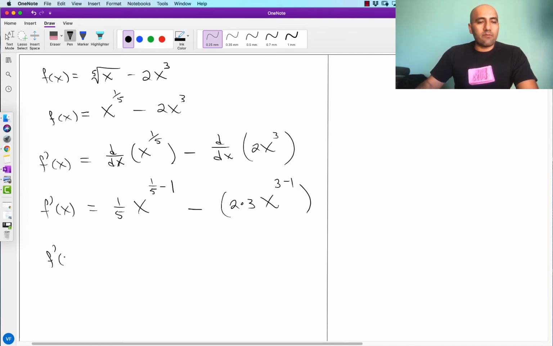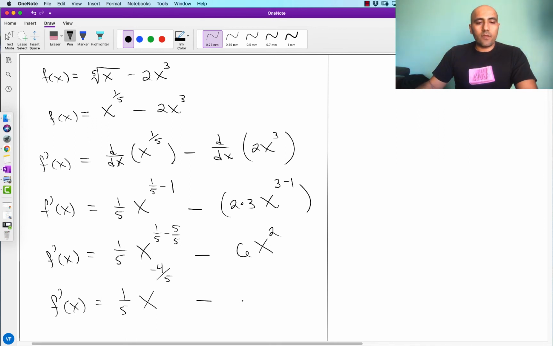So simplifying that, we end up with 1/5 x to the 1/5 minus 5 over 5, minus 6 x to the power of 2. And then this is equal to 1/5 x to the power of negative 4/5 minus 6x squared.